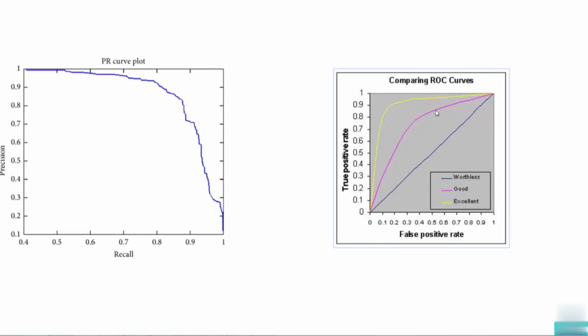On the right hand side, you have the ROC curves. ROC stands for receiver operating characteristic. So as you can see here, you have the false positive rate and true positive rate. And we want to be on this yellow curve, which is the excellent curve. So here the behavior is almost inversely proportional. So for example, at 0.1 false positive rate, go all the way up. Now here you can see 0.9 true positive rate.